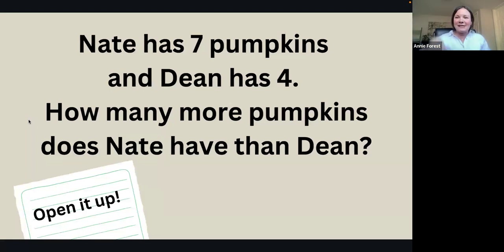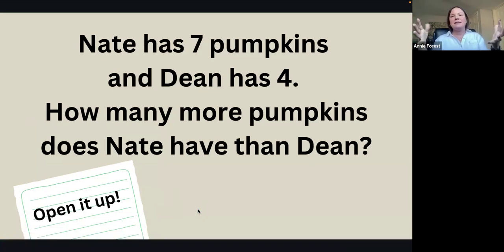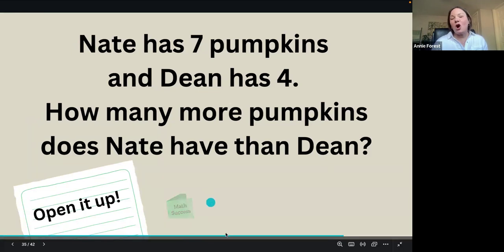It's like Nate has a stack of 7 and Dean has a stack of 4, and how much bigger is the other? And when Kelly opened up the problem, it ended up having them put their pumpkins together, right? Because they both have a stack of pumpkins. So it's kind of making the connections between different ideas and the action that's actually happening in this particular story. So sometimes opening it up actually helps even kids understand the context a little bit better.